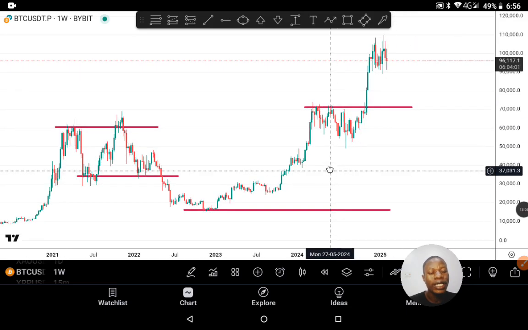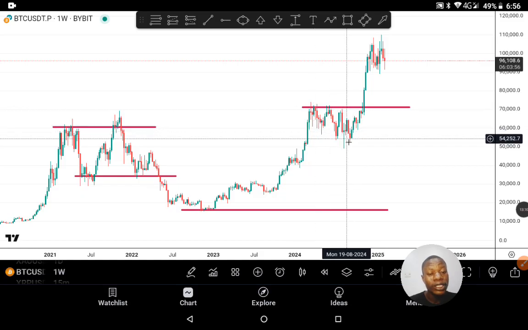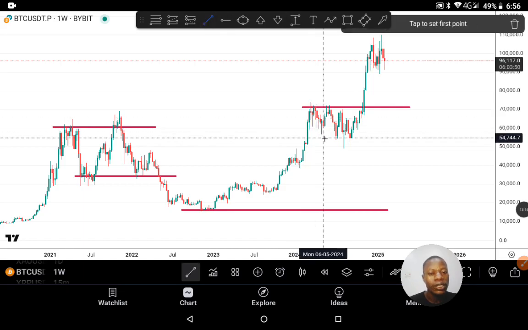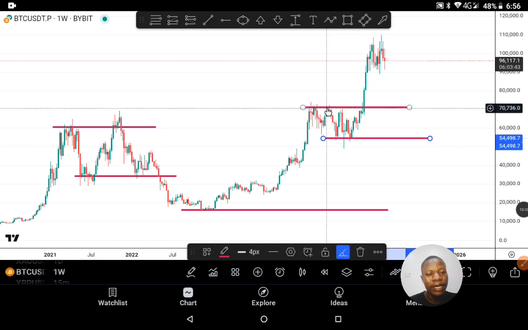When it's rejected, don't forget this is a corrective move. When it's rejected, where did it stop rejecting? It stopped rejecting at this level. So this is another what? Support level. So this is a support level, this is a resistance level.